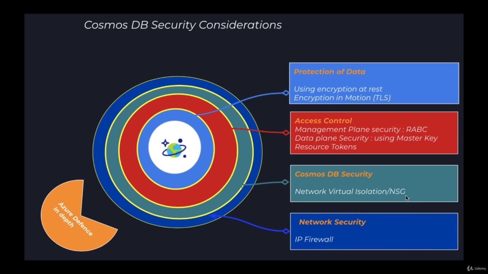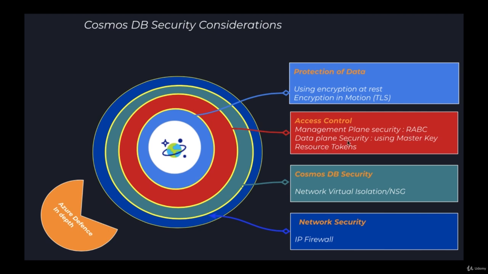Another is that you can implement access control at the management plane and at the data plane level. In the case of the management plane, you can use role-based access control. Cosmos DB can be integrated with Active Directory, so you can restrict access to your Cosmos accounts, databases and containers, using IAM. With the help of IAM, you'll be able to provide role-based access control, and built-in roles are also there for different user groups to provide access.